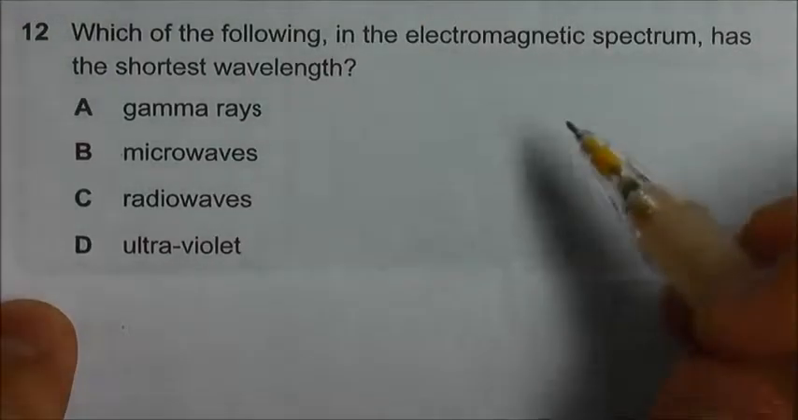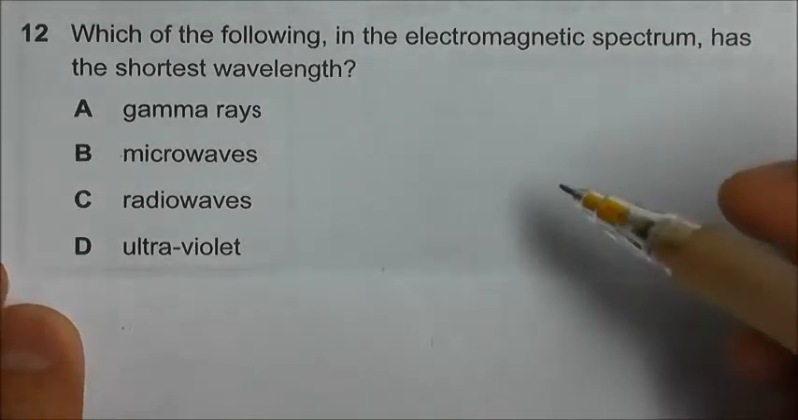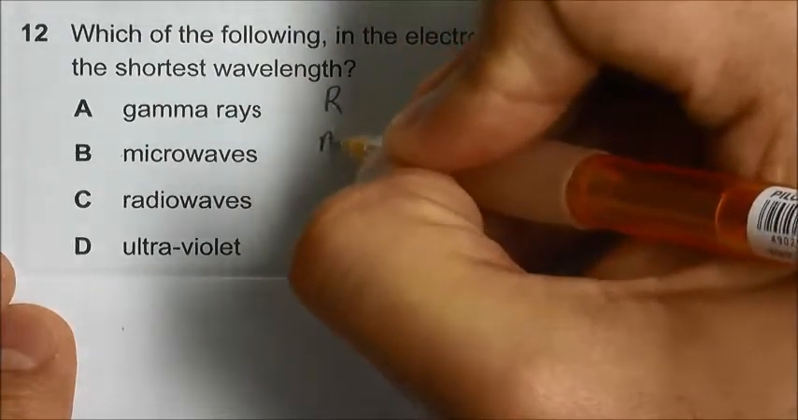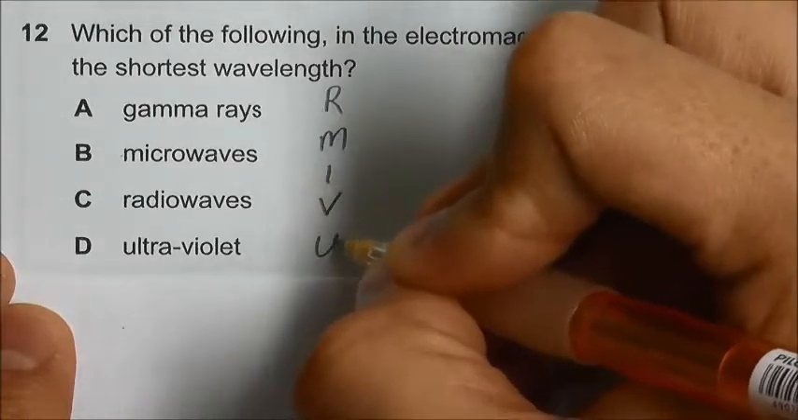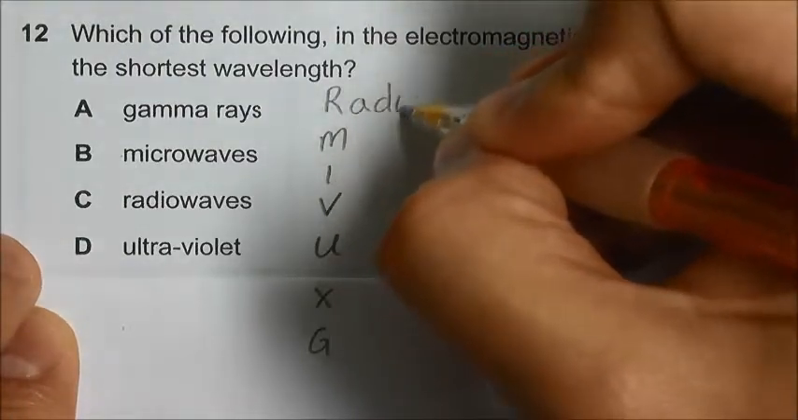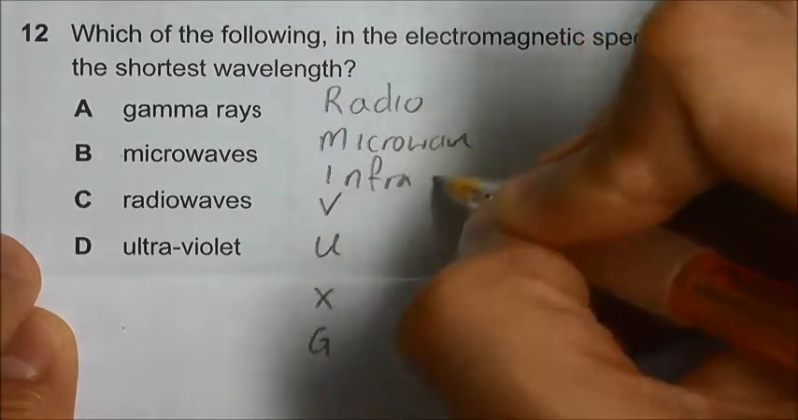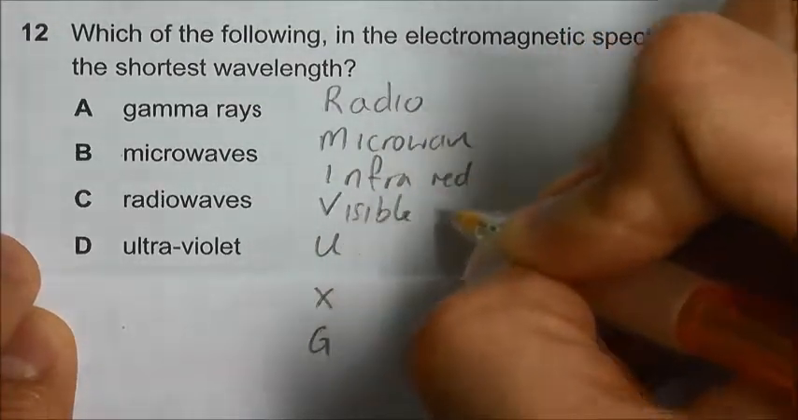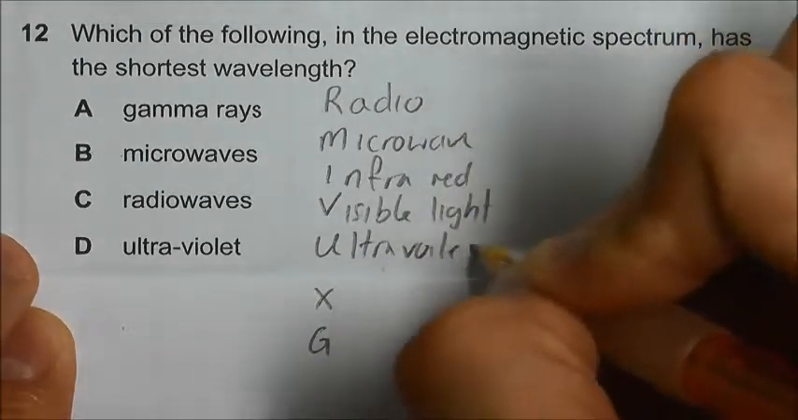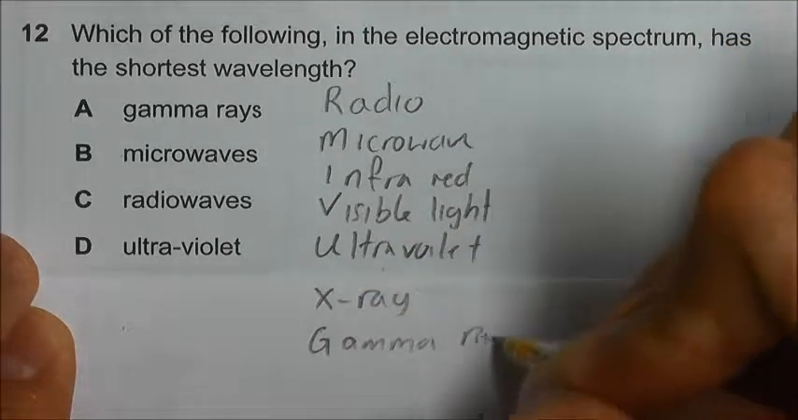We are asked which of the following in the EM spectrum has the shortest wavelength. Instead of just memorizing, we can use a mnemonic to help us. We have Romeo's mother is very ugly, exclaim grandma. So R stands for radio wave, M will be microwaves, I infrared, V visible light, U ultraviolet, X X-ray, G gamma ray.